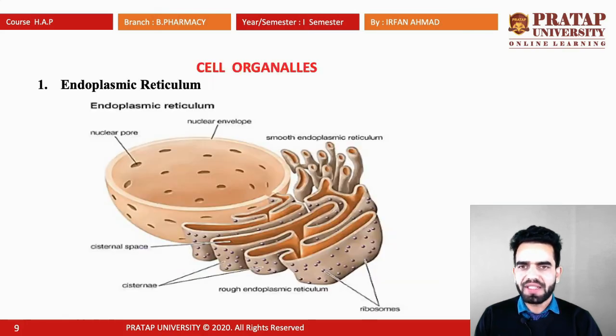Now we will start with the cell organelles. So the first cell organelle is the endoplasmic reticulum. You can see from the diagram, this is the endoplasmic reticulum, and this is the nucleus. These are the nuclear envelopes, this is a nuclear pore. This is smooth endoplasmic reticulum because it does not have ribosomes on it. And this is rough endoplasmic reticulum because it has ribosomes on it. These are called the cisternae, and this is called the cisternal space inside.